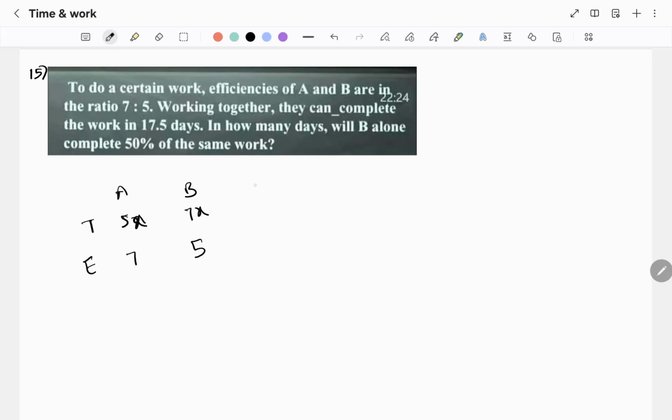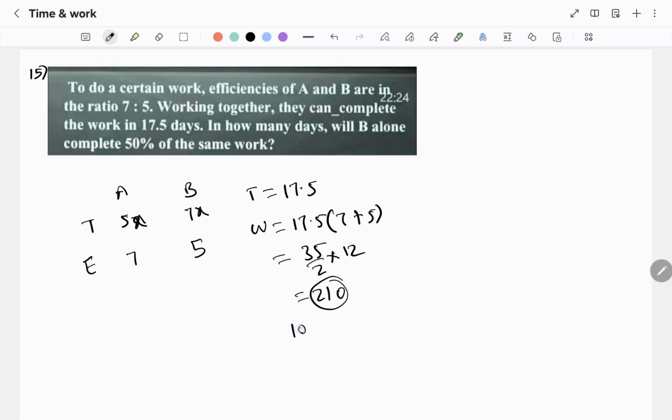Then working together they can complete it in 17.5. Then work is equal to 17.5 into 7 plus 5. Correct? Work becomes 17.5 means 35 by 2 into 12, which is 210. 210 parts of the work. In how many days will B alone complete 50%? My 50% is 105. Time they're asking. B's efficiency is 5, so 21 days. Okay. Next question.